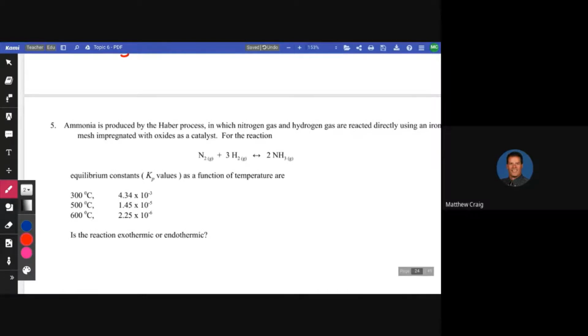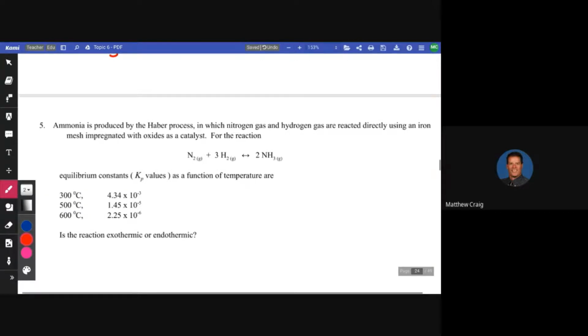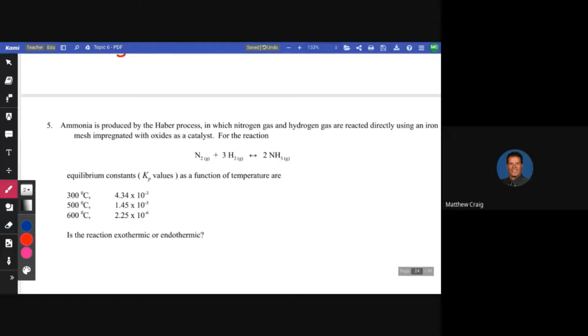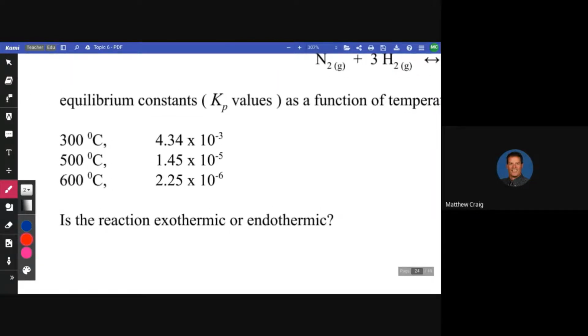So it says ammonia is produced by the Haber process in which nitrogen gas and hydrogen gas are reacted directly using an iron mesh impregnated with oxides as a catalyst for this reaction. The equilibrium constants as a function of temperature are given. The question is, is this reaction exothermic or endothermic?